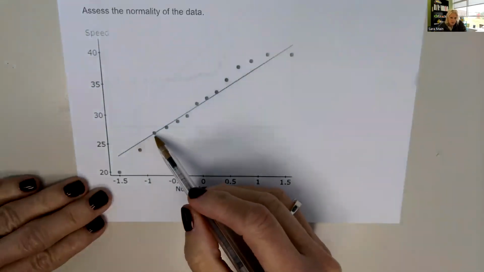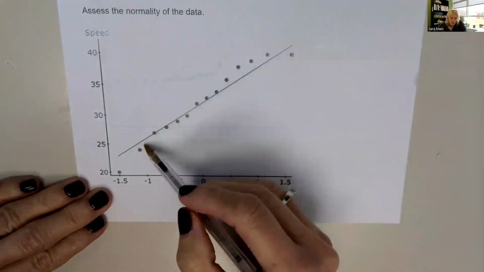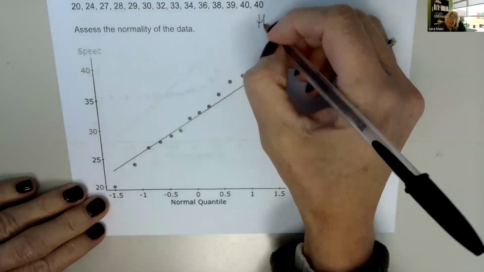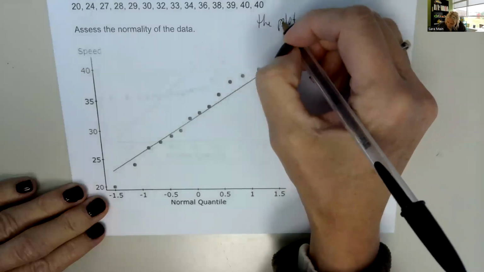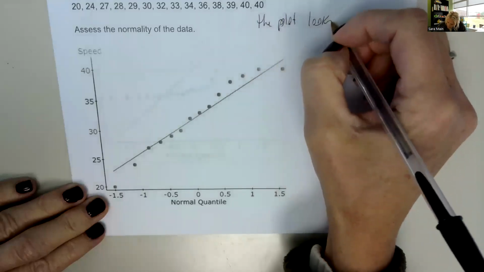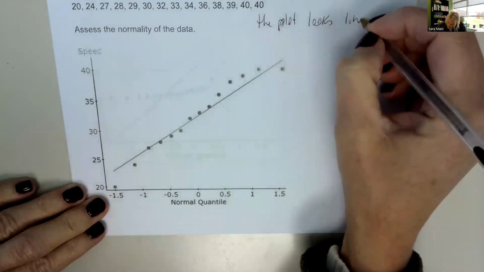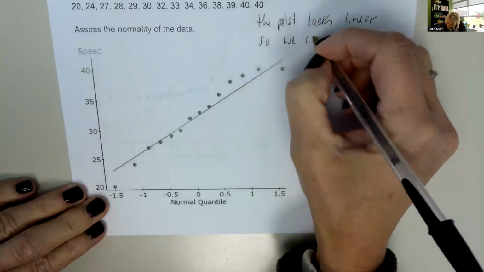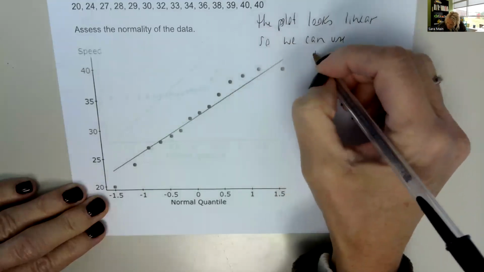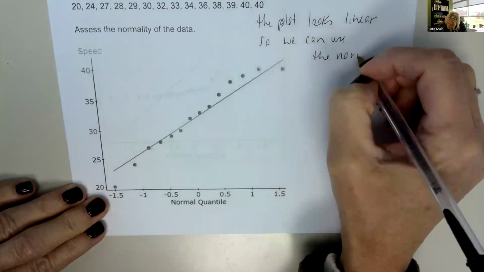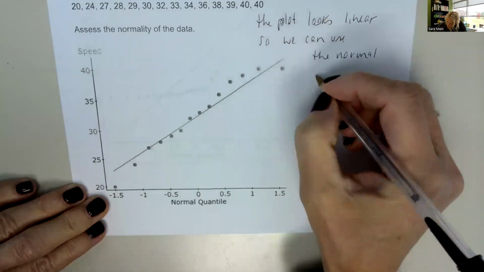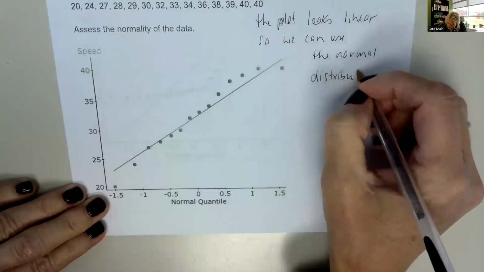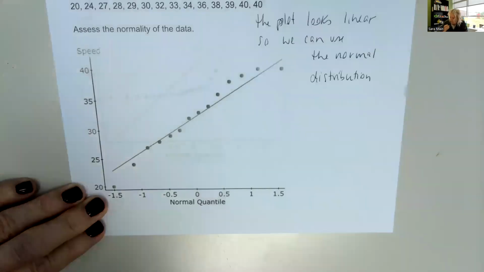So if this normal probability plot looks linear, then yes, we can say the data is normal. So the plot does look linear. So we can use the normal distribution. And it's not going to be perfectly linear, but as long as it looks to be close to a linear fit.